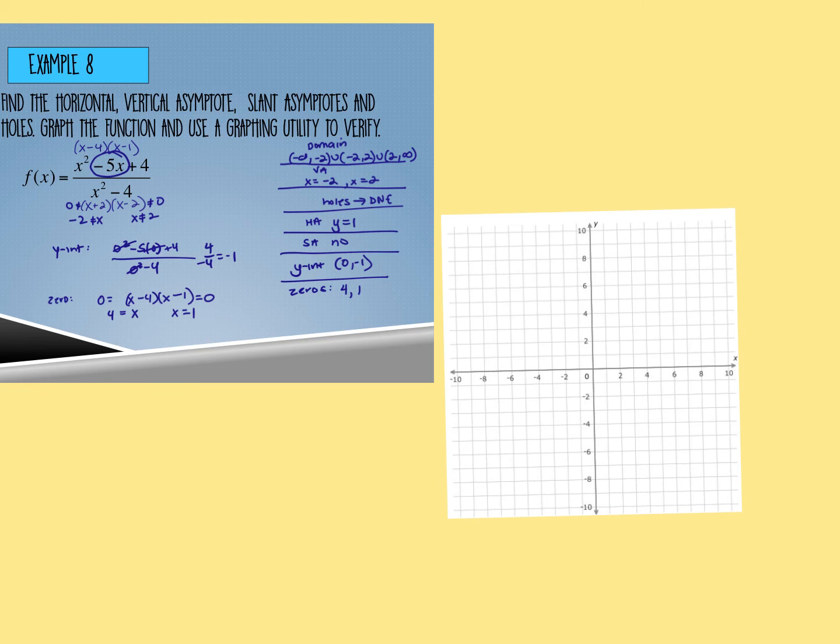All right, vertical asymptotes at -2 and +2. Horizontal asymptote at 1. No slant asymptote. Zeros at 4 and 1. Y-intercept at 0, -1.